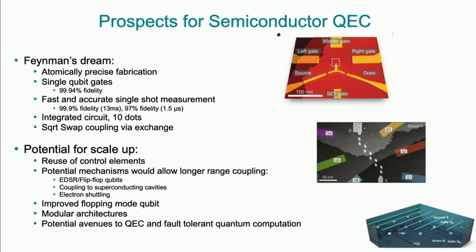And then we talked about the potential for scale up in these devices. We saw, first of all, a proposal that made reuse of the gates in order to control the qubits, and that's one proposal. But then we also considered other mechanisms that we could consider for scaling up to quantum error correction, including the EDSR type qubit, electron shuttling, and coherent coupling to superconducting resonators. So it's exciting times at the moment in semiconductor quantum computing, and there seem to be quite a few avenues forward to scale up to quantum error correction, but it'll be exciting to see what the future holds.